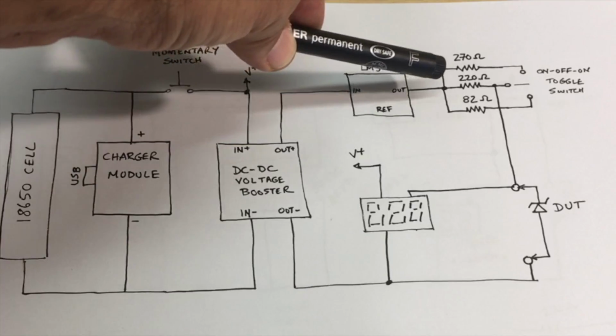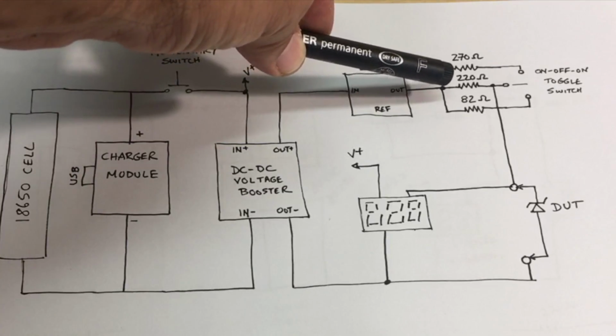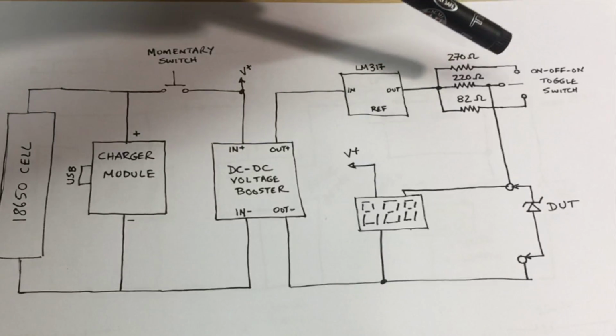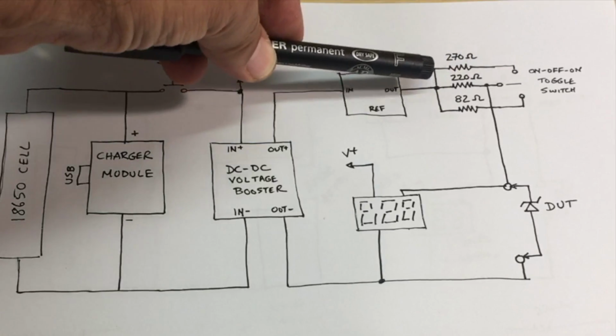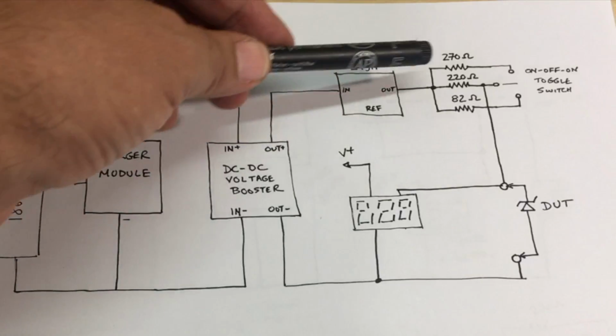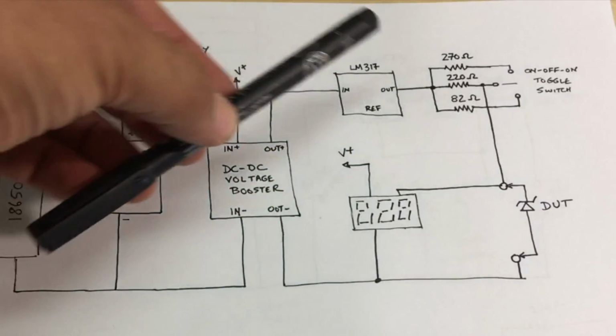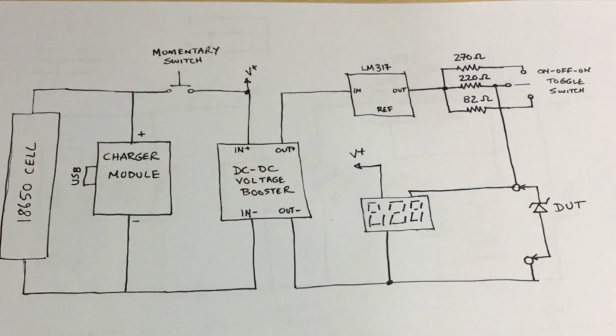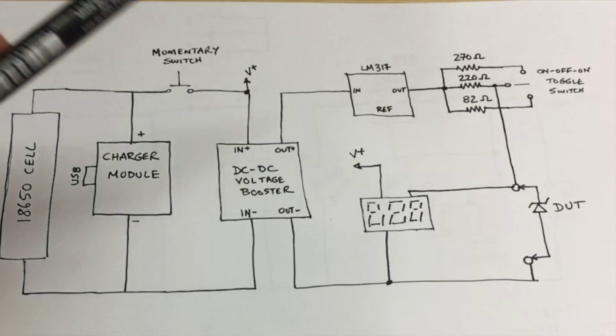The LM317 then acts as a constant current source through a selector switch. It's a 3-position switch. The center position just leaves the 220 ohm resistor in line with the output, which goes to the device. The first position leaves 220 ohms in line. That gives us just over 5 milliamps. I think it's 5.45 milliamps.